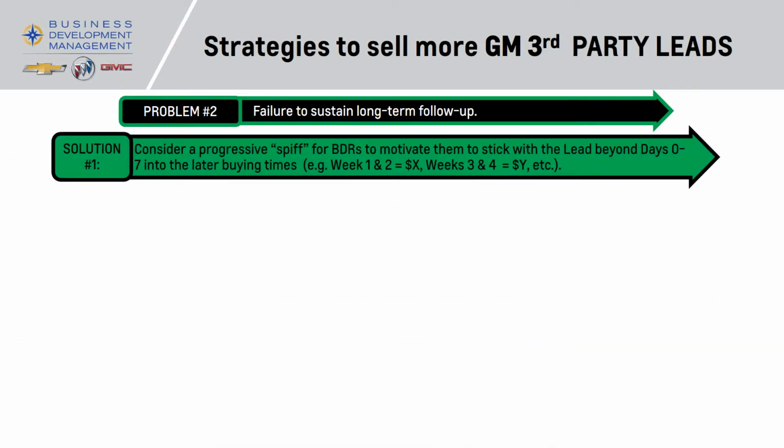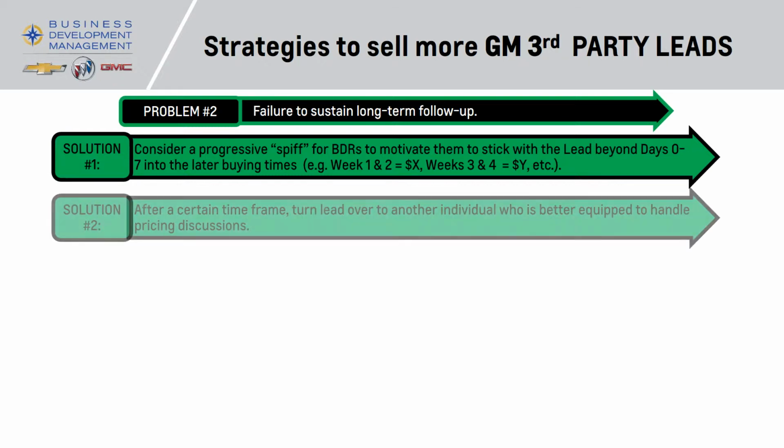Okay, so solution number 1, consider a progressive spiff for BDRs to motivate them to stick with the lead beyond 0 to 7 into later buying times. I've done this in a couple of the deals I was taking care of down south, like I mentioned, and it worked. But unfortunately, the guy who was overseeing it left, went to another dealer. The turnover kiss of death. But if it's sustained, it works.